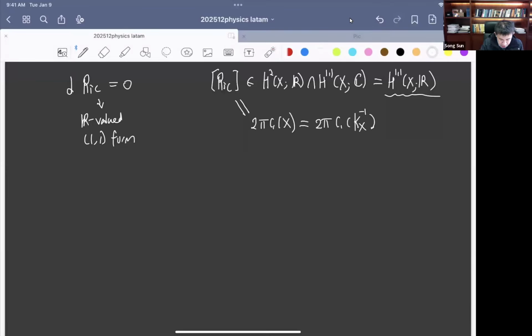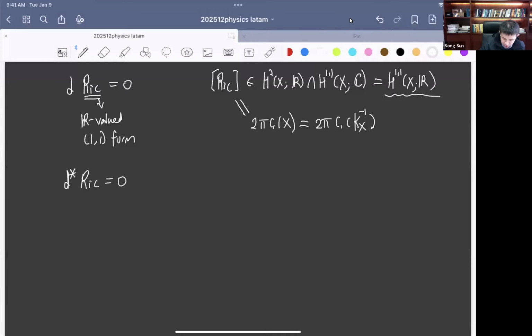So whenever you are given a Kähler metric, the Ricci form is always closed, and it's in a fixed first Chern class. It does not depend on which Kähler metric you choose. It's always in this class. And then naturally, if you do Hodge theory, and you have a closed form, you can ask this form to be co-closed, right? d star Ricci equals 0.